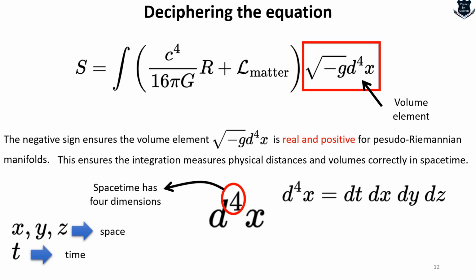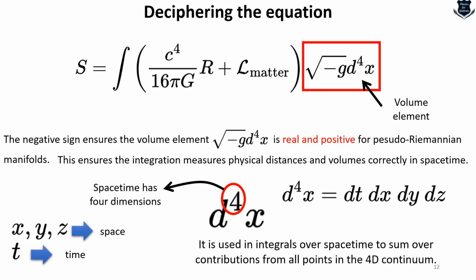So from here we get a simple understanding. d^4x is equal to the differential elements of time, x, y and z. So it is used in integrals over space-time to sum over all the contributions from all points in the 4-dimensional continuum. So this is the overall picture, but again this is not complete. I will explain it in further videos because there are different ways in which the L matter and so on can be explained further.